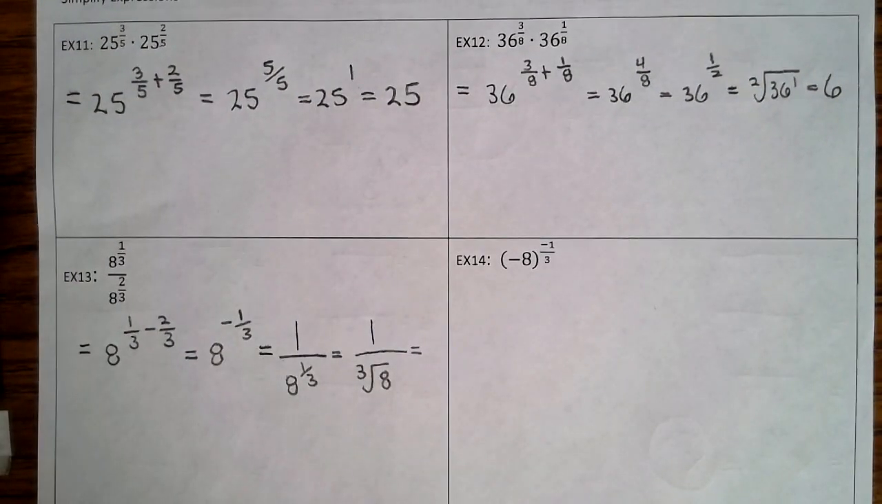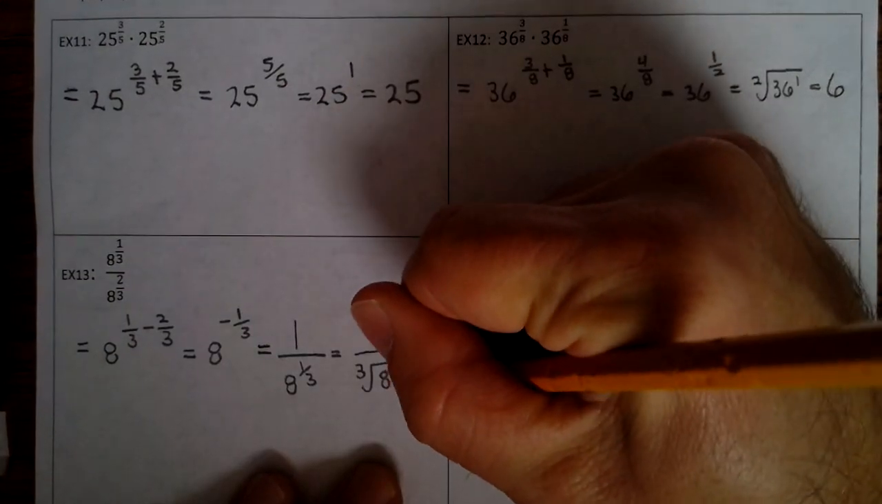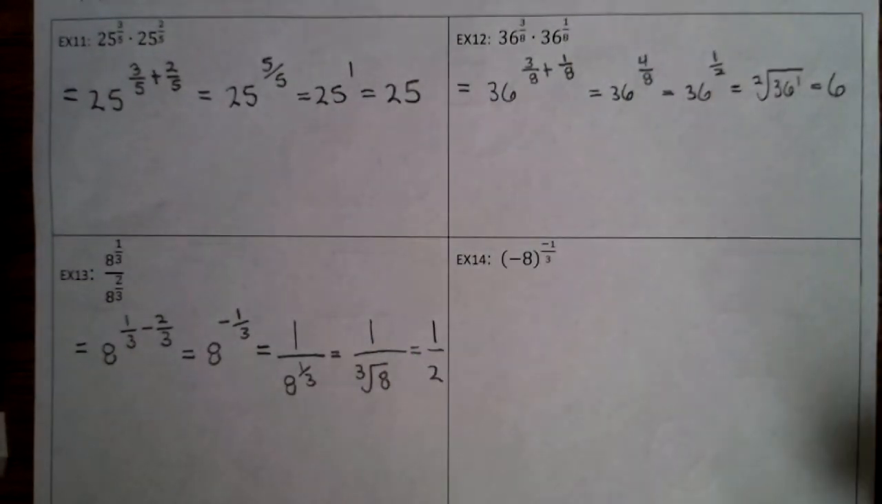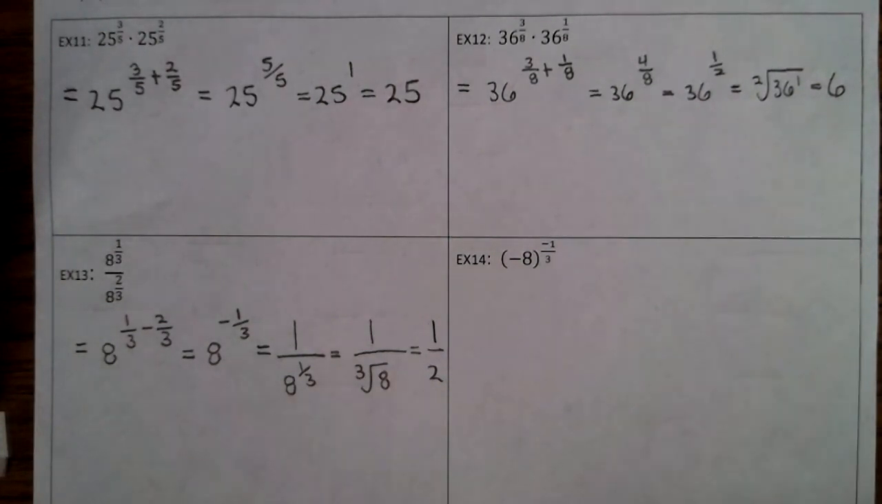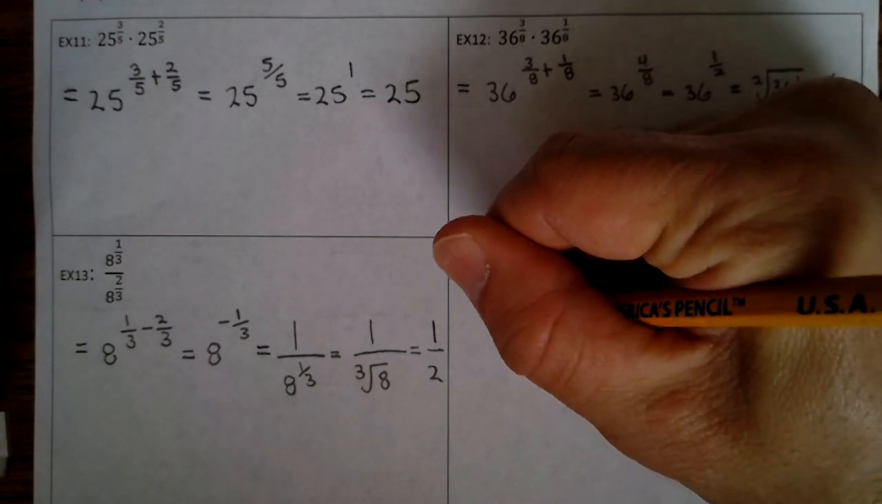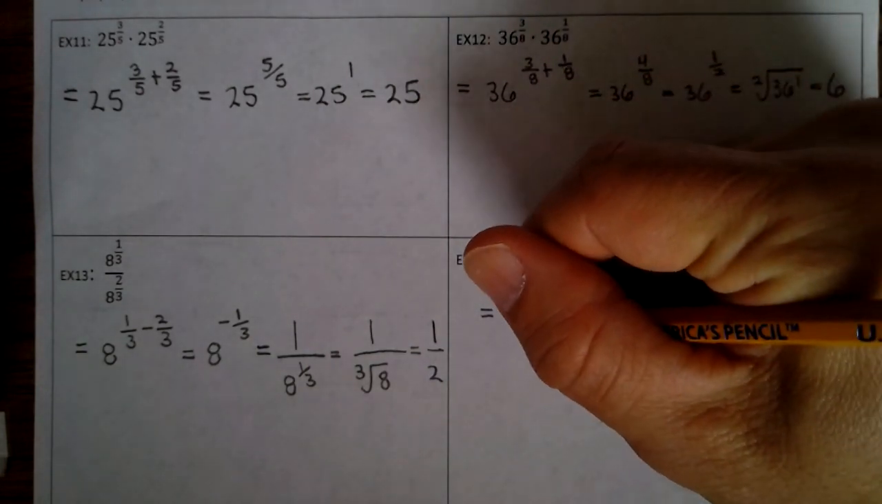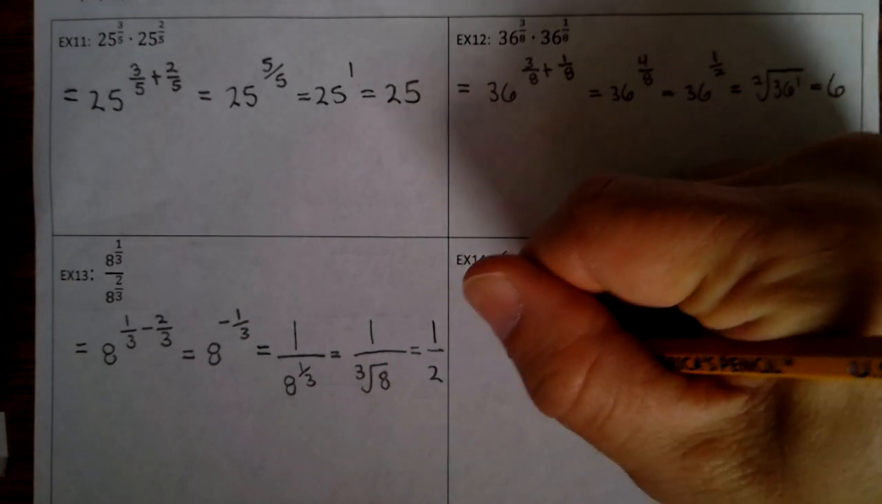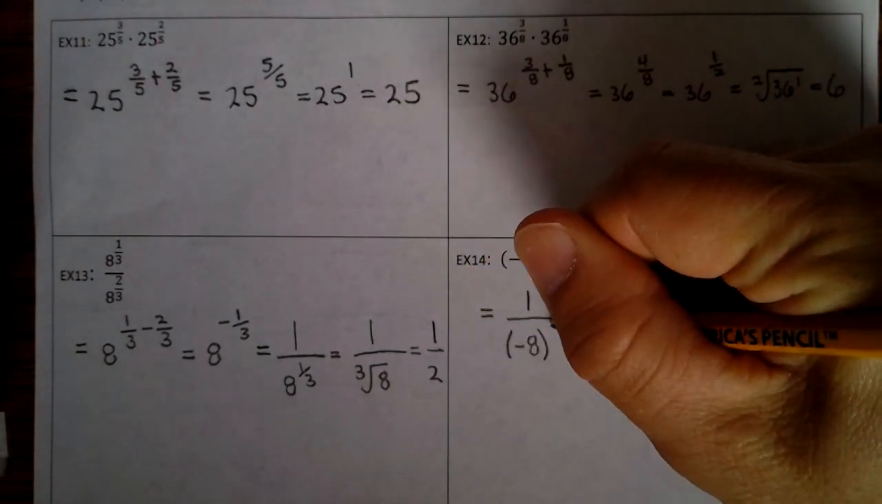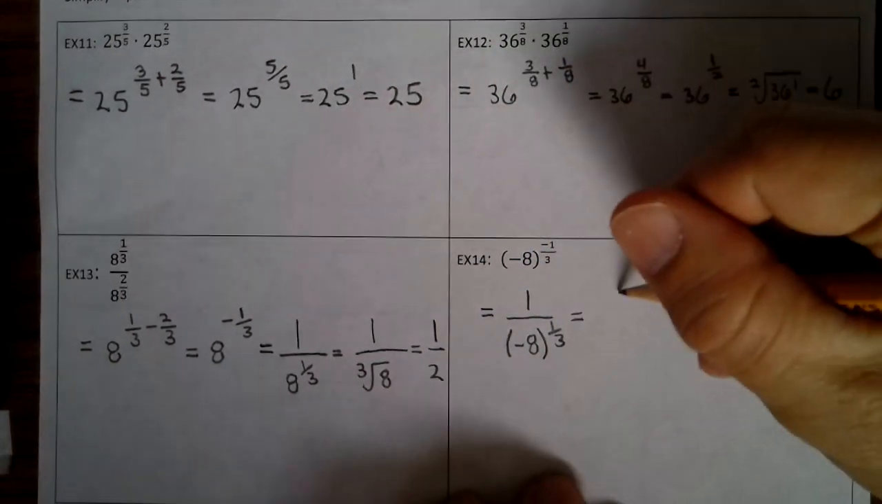All right, example 14. So this would equal, negative goes in the positive, so that's 1 divided by negative 8 to the positive 1/3, which equals 1 divided by the cube root of negative 8 to the 1st power, which equals 1 divided by negative 2, which is equal to negative 1/2.